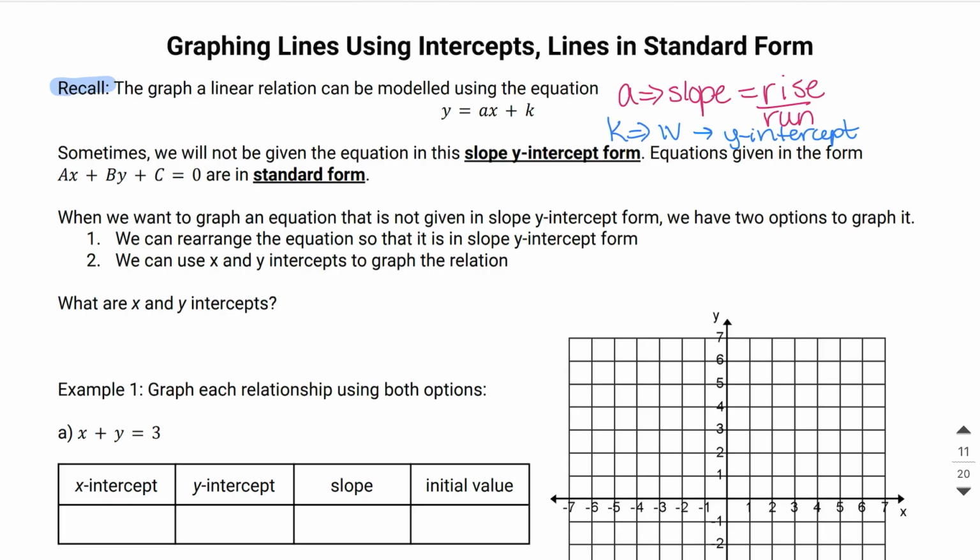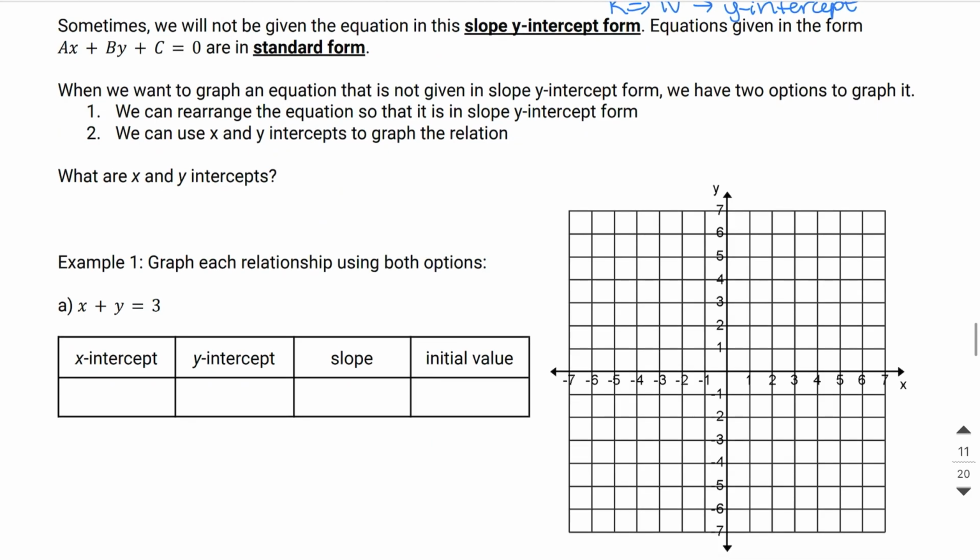But the problem is that sometimes we won't be given the equation in slope y-intercept form. So sometimes they'll be given in standard form, which is ax plus by plus c. And then also you might see it in any variation of these forms as well. So when we want to graph an equation that's not given in slope-intercept form, we have two options. So here are our two options.